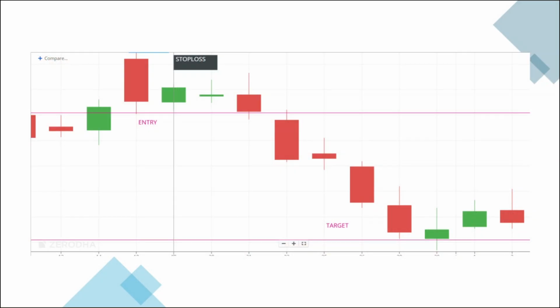Okay, this is an example. You can see there are two bars inside that mother bar, and the third bar breaks out but goes back inside the mother bar itself. But if you see the fourth bar, it goes below the mother bar's low. So this is the setup. As I said, there can be more than one inside bar.